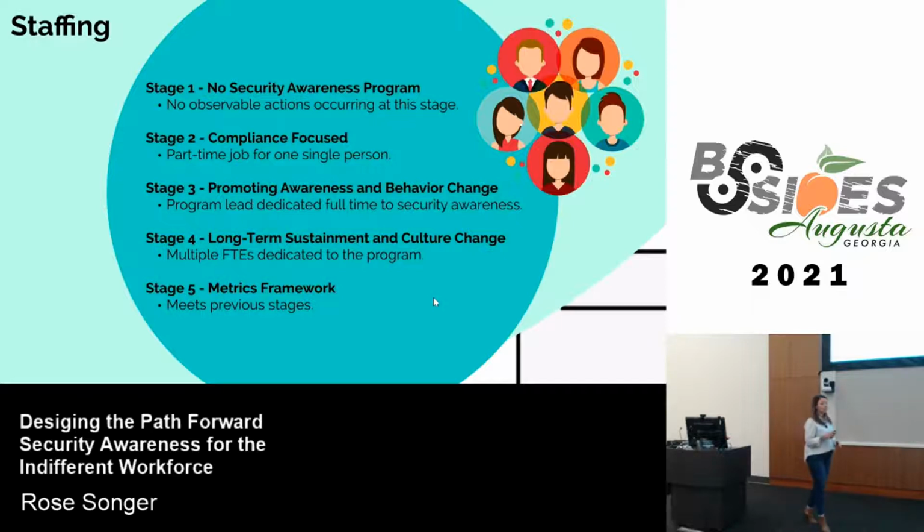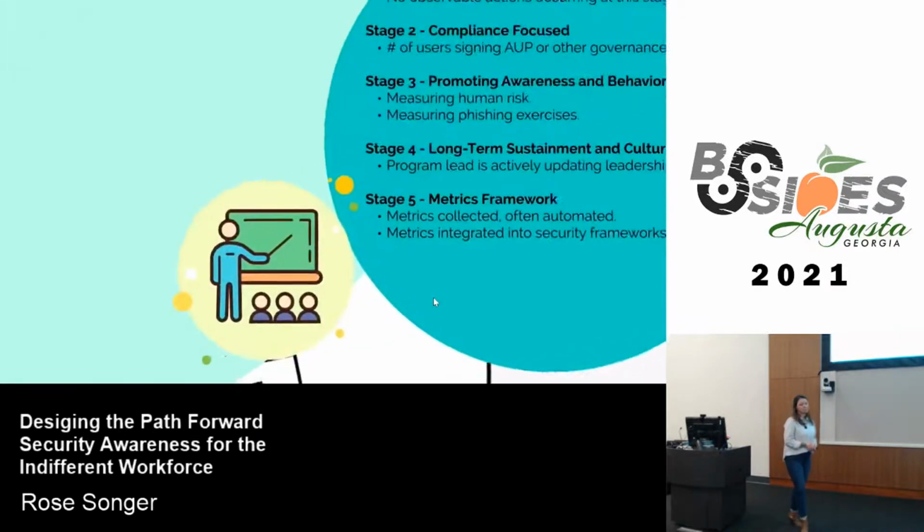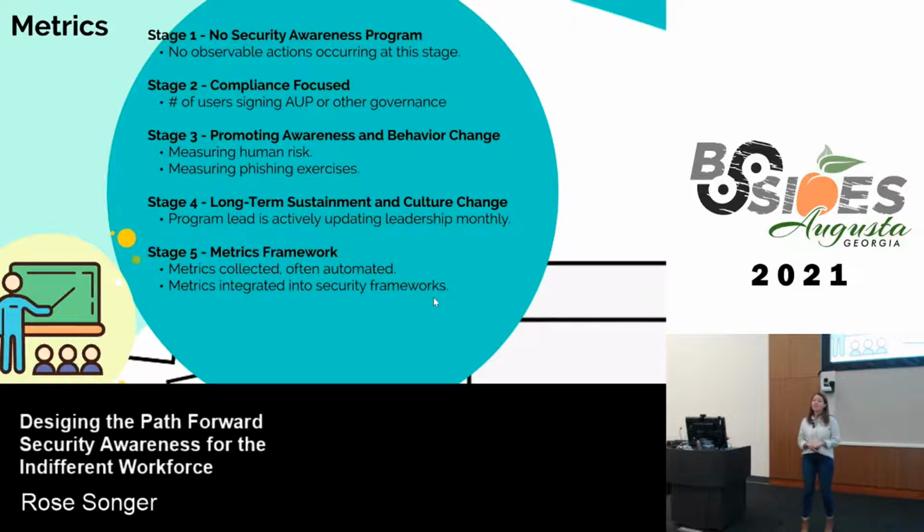Then for stage 4, you have multiple FTEs. I've never seen that personally, and if you have, I'd be curious as to your thoughts there. But stage 4, you have multiple full-time employees assisting with this. Then finally, metrics. So for metrics, stage 1, again, you're not doing anything.